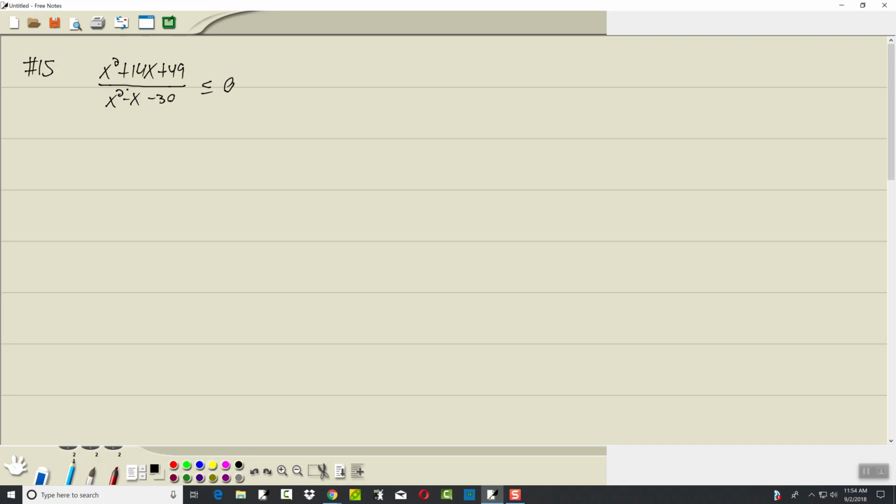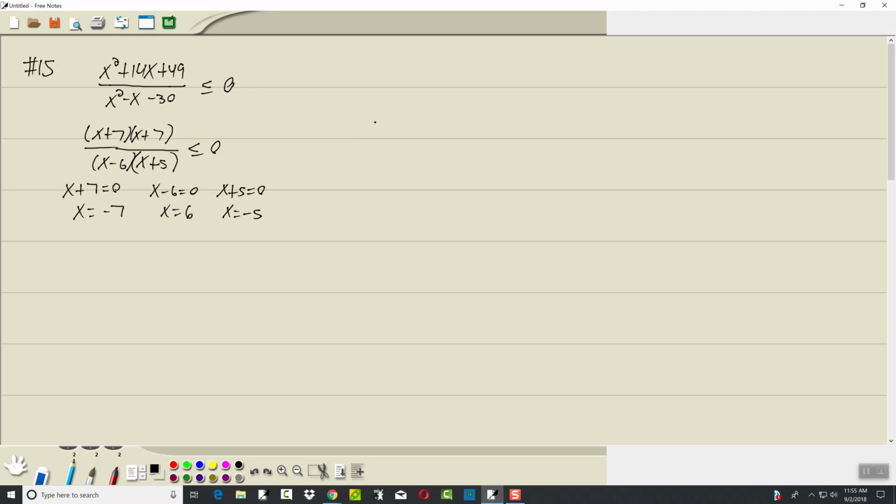We then need to factor everything. So the top part factors as x plus 7 times x plus 7. The bottom part factors as x minus 6 times x plus 5. We then want to set each factor equal to 0. So we'll set x plus 7 equal to 0. Now I don't need to set the other x plus 7 equal to 0 because they're the same. I'll set the x minus 6 equal to 0, and I'll set the x plus 5 equal to 0. And we want to solve for x. So we got x equal negative 7, x equal positive 6, and x is equal negative 5.